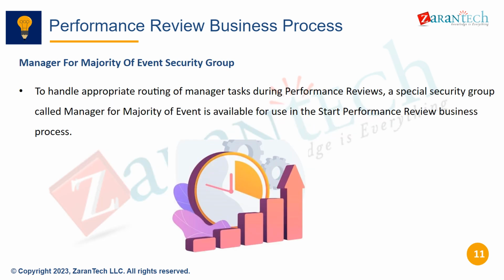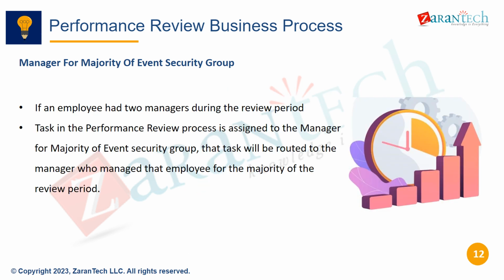A special security role called manager for majority of event can be used to handle routing of the review to the manager who supervised the employee the longest during the review period. For example, if an employee had two managers during the review period, using the manager for majority role assigns tasks to the manager who supervised the employee the majority of the time.